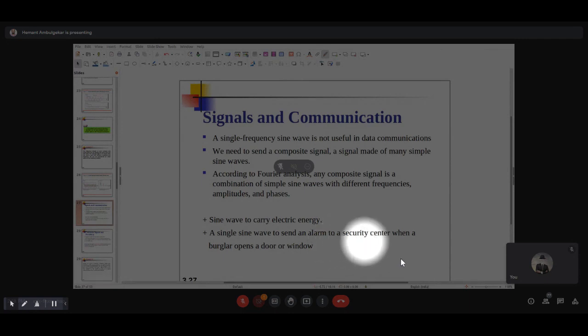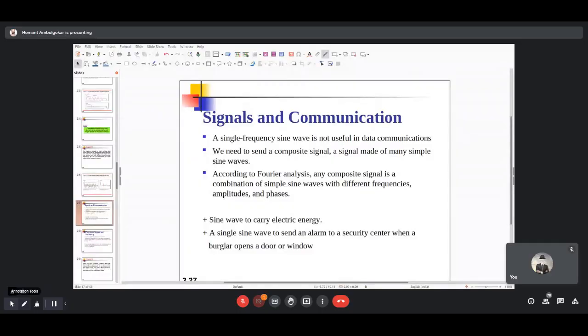I hope you know Fourier. He is a great mathematician. He has shown that a single sine wave is not enough for data communication. For data communication, we need composite signals. A composite signal is nothing but a combination of different sine waves having different amplitude, different phase, or different frequency.